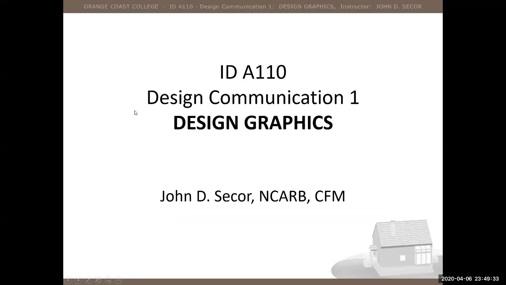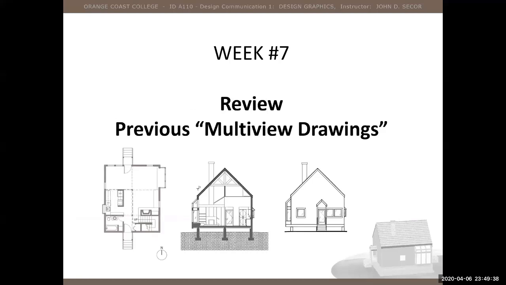So let's go ahead and start with tonight's lecture. We're at the point now where we're going to be wrapping up the presentations and information related to multi-view drawings.